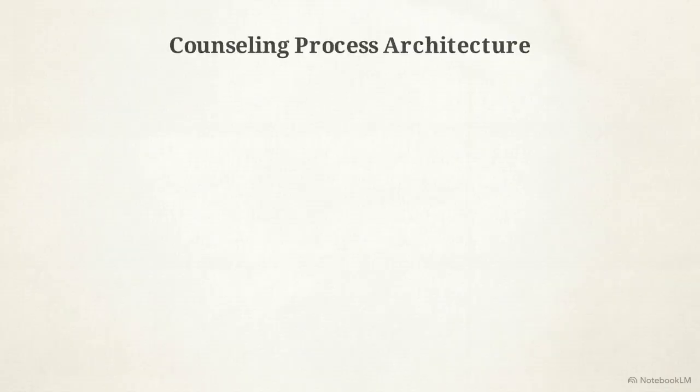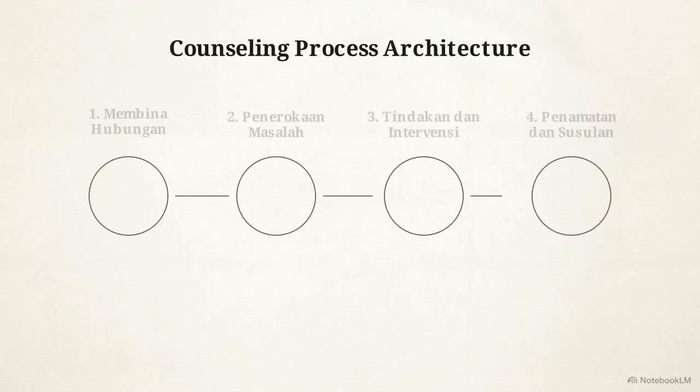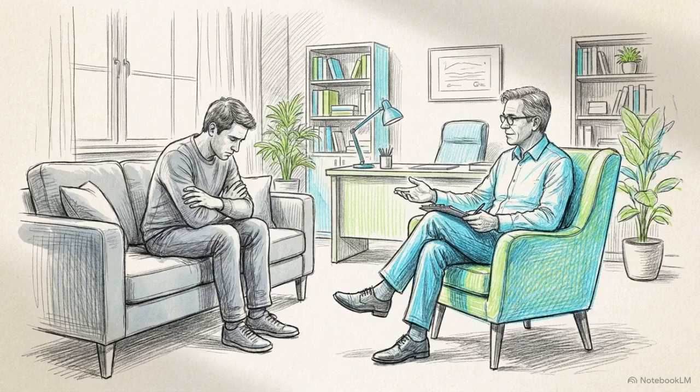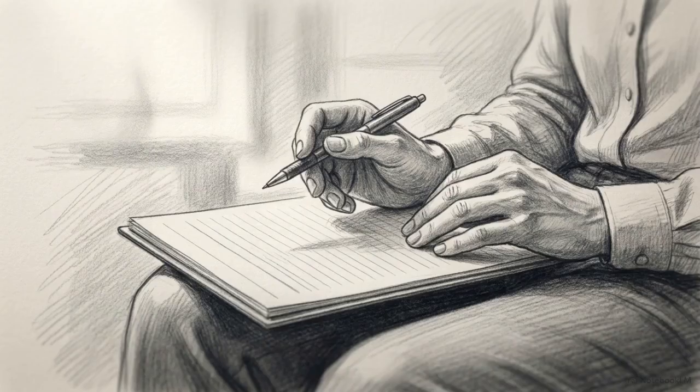A counseling session uses a linear 4-stage procedural architecture. Stage 1 is building the relationship, the absolute prerequisite to establish trust. Stage 2 is problem exploration, where the counselor systematically gathers data to understand the client's internal world. Moving a client from a state of closed-off anxiety in Stage 1 to open exploration in Stage 2 doesn't happen by accident. It requires the execution of highly specific microskills.